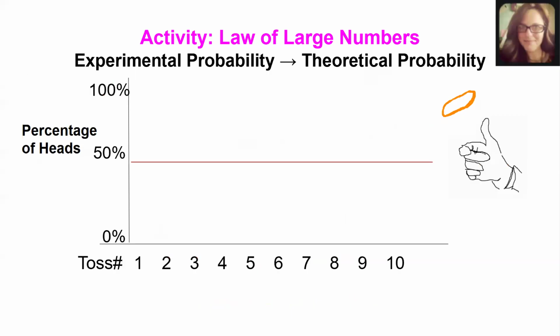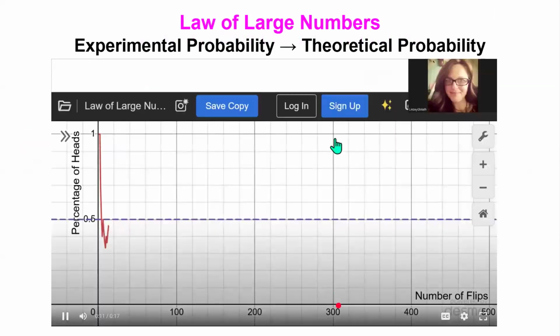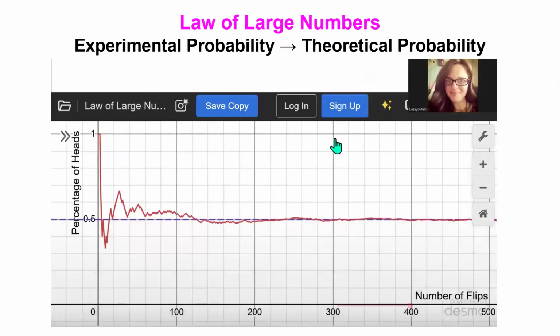The law of large numbers says that experimental probability approaches theoretical probability the more trials we do. If we flip a coin and get a head, our experimental probability is 100%, one head out of one toss. We flip a coin a second time and get another head, our experimental probability is still 100%. We flip a coin a third time and get a tail. Now we have 2 heads out of 3 tosses. That is a 67% experimental probability. If we continue to do many trials, we see that the experimental probability approaches the theoretical probability of 50%.